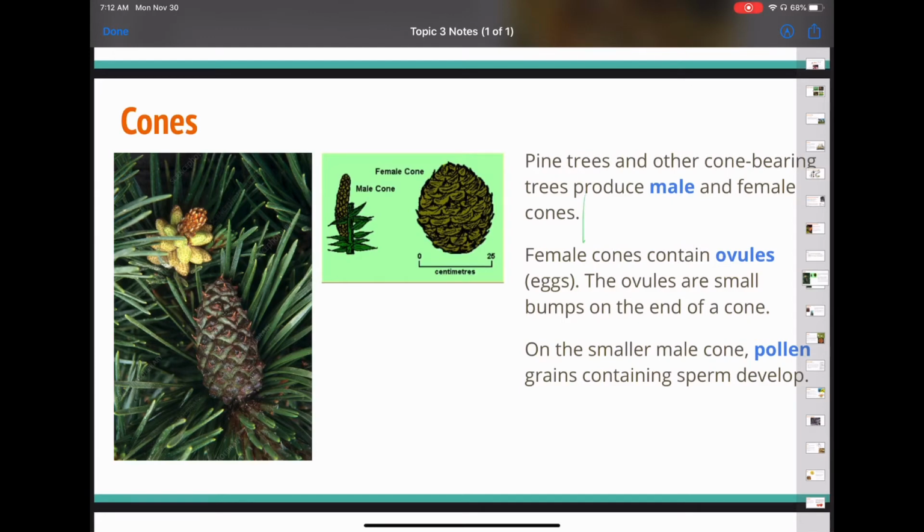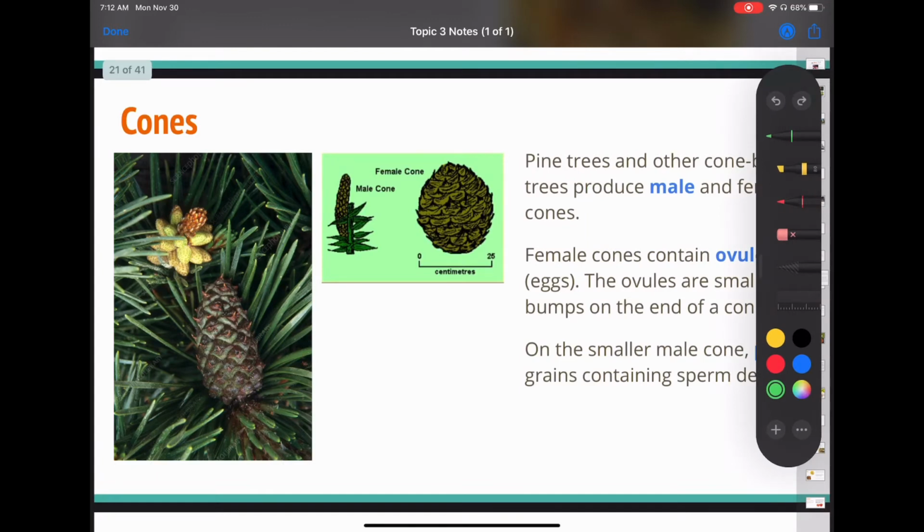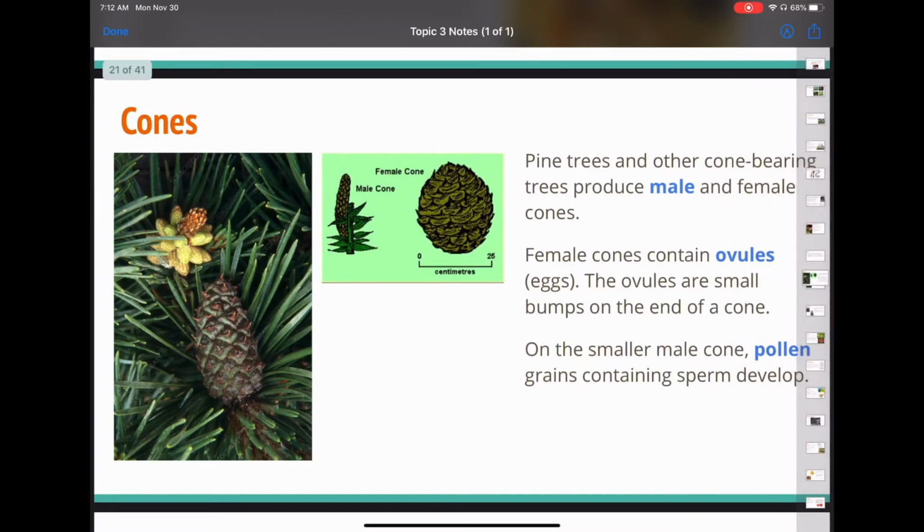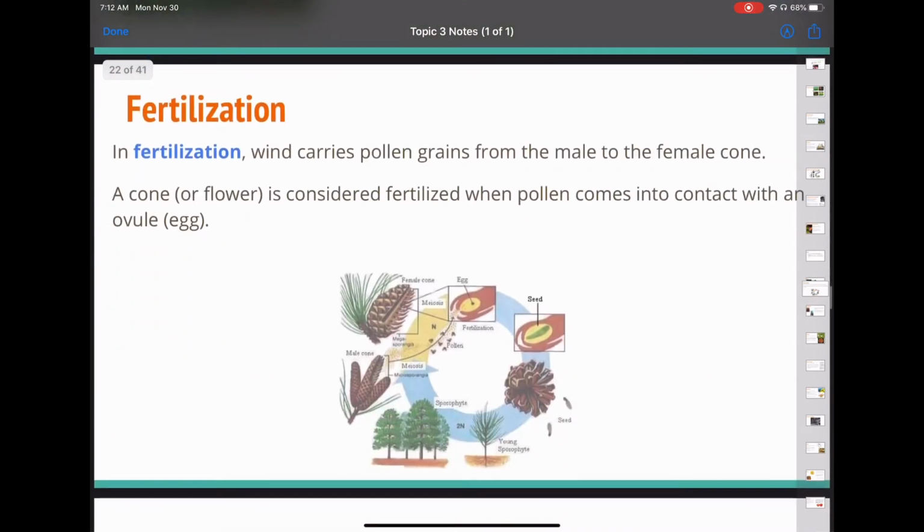Okay, so sometimes pine cones will need heat to release their seeds. So that's sometimes why forest fires are beneficial. When the heat from the forest fire comes, it opens all the pine cones that have fallen to the ground, or are still hanging on the trees, and many seeds fall into the ground, planting new trees. So, with fertilization, wind carries pollen grains from the male to the female cones.